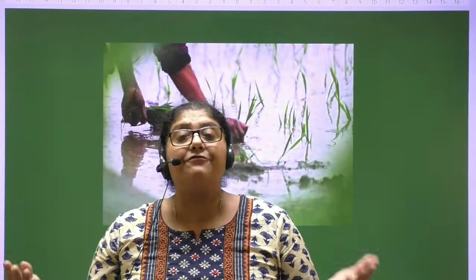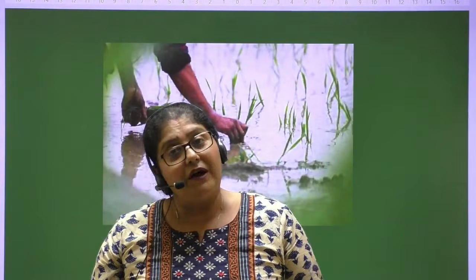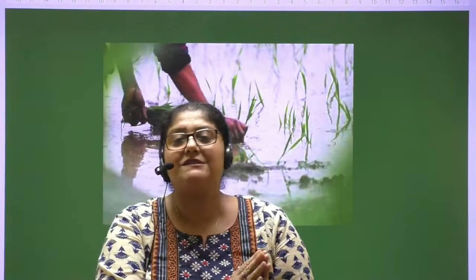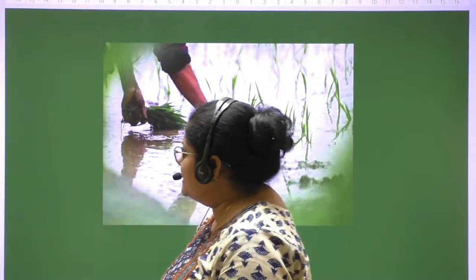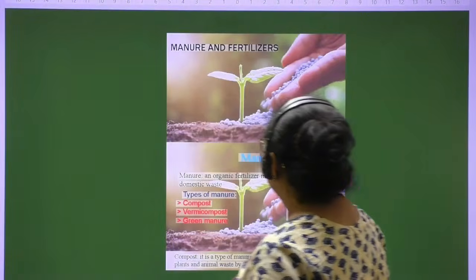Manure and fertilizers are food for the soil, and this food is going to be taken up by the plant for its growth. Manure provides organic materials to the soil, fertilizers provide inorganic materials to the soil. Both organic as well as inorganic materials are required by the plant, and so these can go into the plant, and that will help the plant grow healthy and produce a good produce.